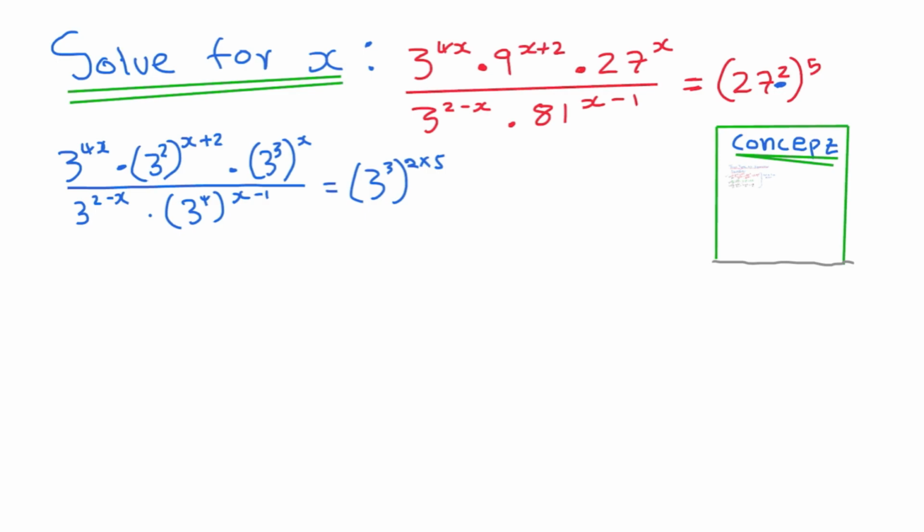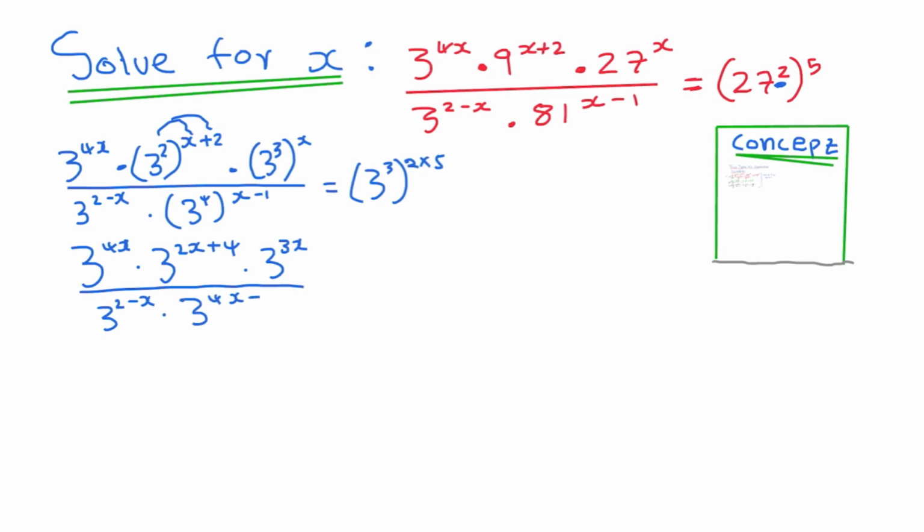But then if you have brackets, the exponent inside the bracket will multiply all the terms outside the bracket. Like with this one here, this will multiply this and this. Does that make sense? So I'm just going to be like 3 to the exponent 4x, right? Multiplied by 3 to the exponent 2x plus 4, because 2 times x is 2x, 2 times 2 is 4. And then multiplied by 3 to the exponent 3x, all over 3 to the exponent 2 minus x times 3 to the exponent 4x minus 4, because this will multiply this and then we'll multiply this as well.